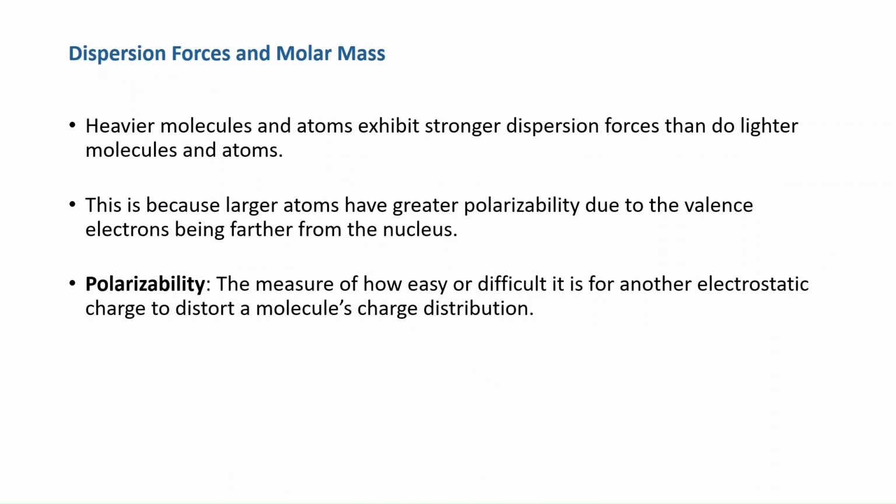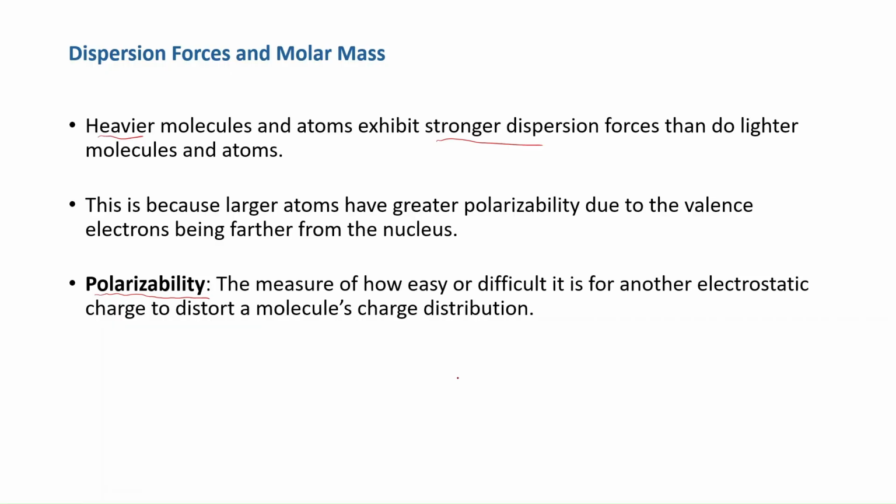Dispersion forces vary with several factors. One of them is the size of the atom, or the molar mass, because bigger, heavier particles are going to have a stronger dispersion force than lighter and smaller ones. Why? Because the bigger the atom, the farther the valence electrons are from the nucleus, so the weaker the attraction between the electron and the nucleus, and it's easier to polarize that electron. Okay, so that's polarizability, how easy or difficult it is to distort the distribution of charges in here.